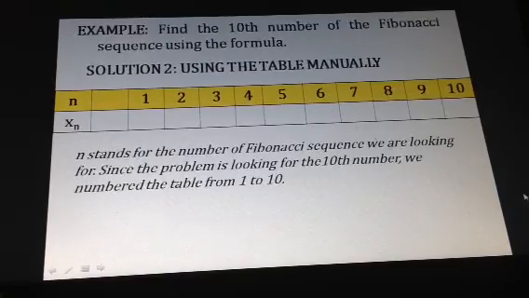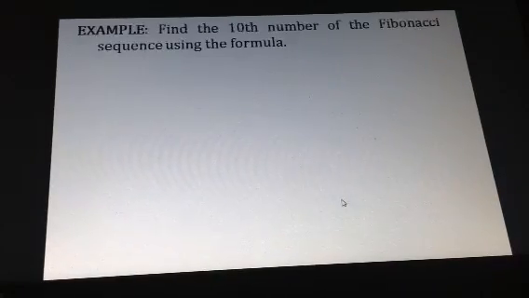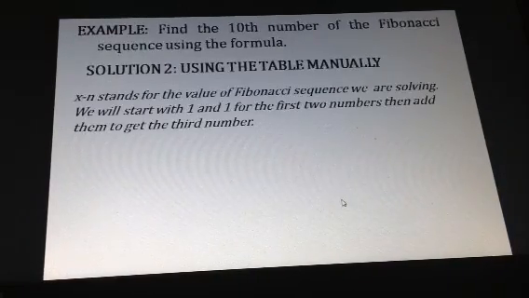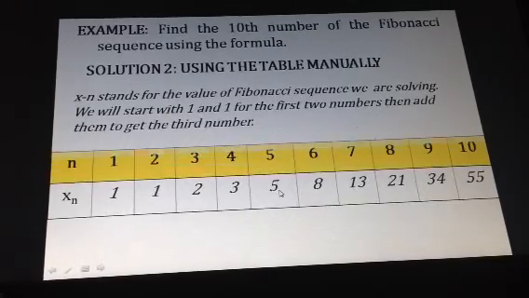Pero, mostly, kapag medyo malaking number na hinahanap, for example, 100 number of the Fibonacci sequence, so, syempre, hindi natin gagamitin yung table. Medyo mahirap. Pero, kung konti lang, siguro hanggang 20, kaya pa siyang isolve using the table. So x sub n stands for the value of Fibonacci sequence we are solving. We will start with 1 and 1 for the first two numbers, then add them to get the third number.